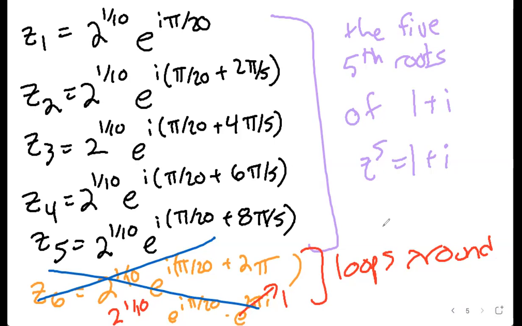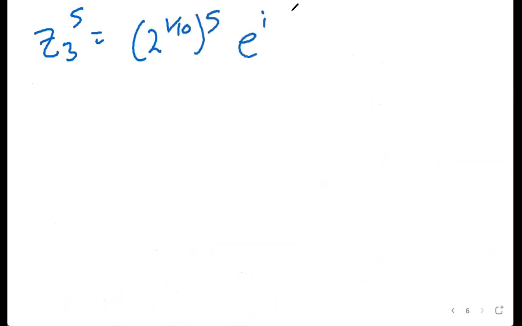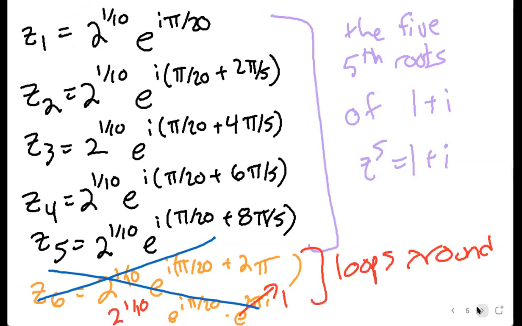The second thing to do is just check that these are in fact solutions to z to the 5th is equal to 1 plus i. Let me do this for z sub 3, and try it for yourself on z2, z4, z5. If we raise z3 to the 5th, that would be 2 to the 1/10, to the 5th, e to the i pi over 20 plus 4 pi over 5.